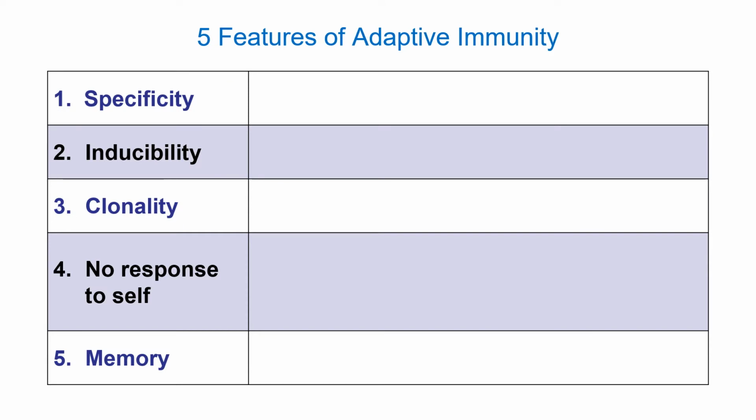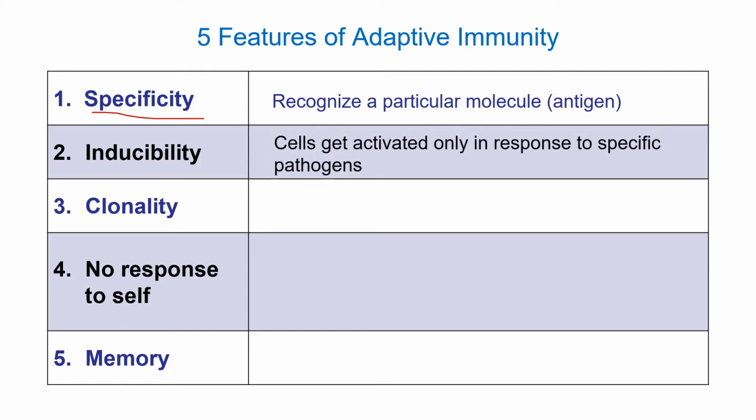So, talking about adaptive immunity, let's talk about some of these words we're going to use. First is specificity. So what does that mean? That means that the immune system can recognize a specific molecule or something on the cell surface of a cell or something on the surface of a virus. Inducibility. Inducibility means that the immune system is turned on when it's needed and not turned on when it's not needed.